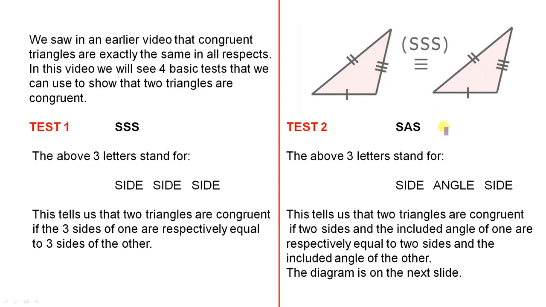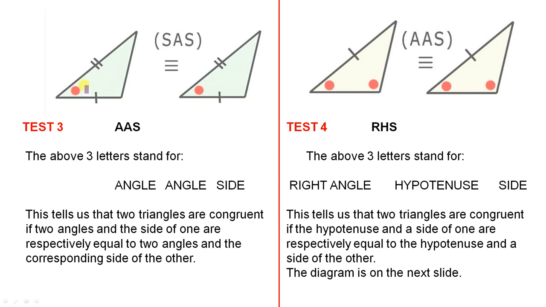Test number 2, side, angle, side. So SAS. The above 3 letters stand for side, angle, side. This tells us that two triangles are congruent if 2 sides and the included angle of one are respectively equal to 2 sides and the included angle of the other. The diagram is on the next slide. So, we have 2 sides, there they are, and the included angles are all equal. So the 2 sides are equal, the included angles are equal, the 2 triangles are congruent, and the reason is side, angle, side.